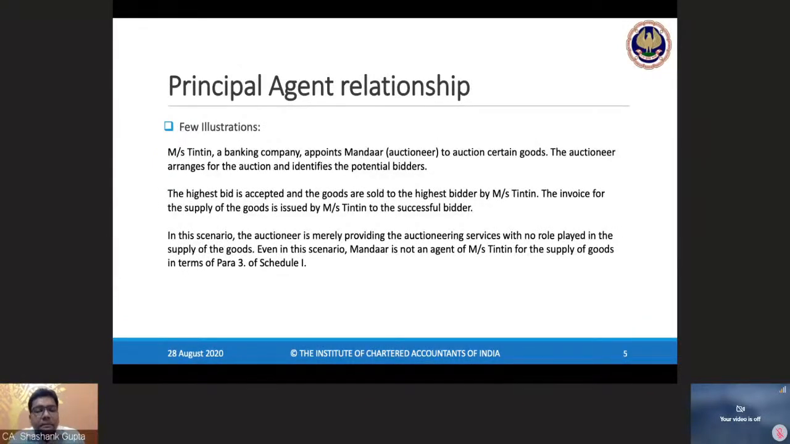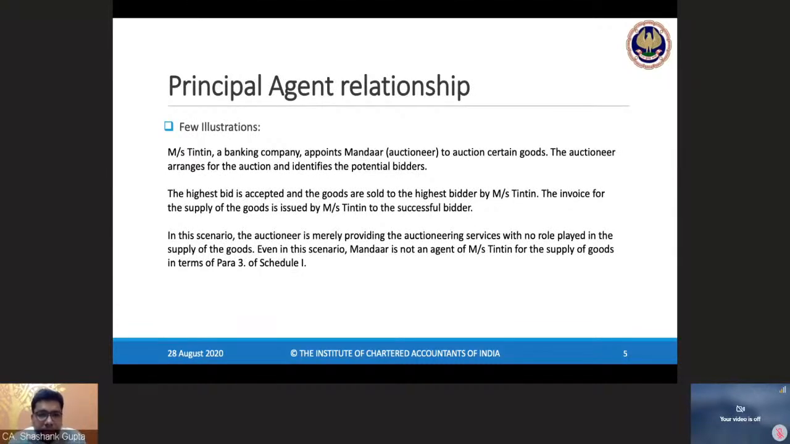Another illustration. Messrs. Tintin, a banking company, appoints an auctioneer to auction certain goods. The auctioneer arranges for the auction and identifies the potential bidders. The highest bid is accepted and the goods are sold to the highest bidder by Messrs. Tintin. The invoice for the supply of the goods is issued by Messrs. Tintin to the successful bidder.